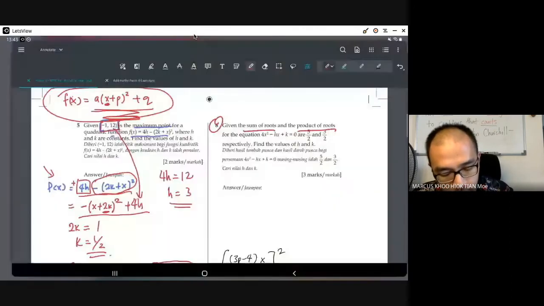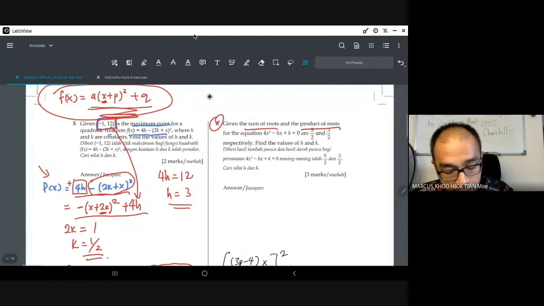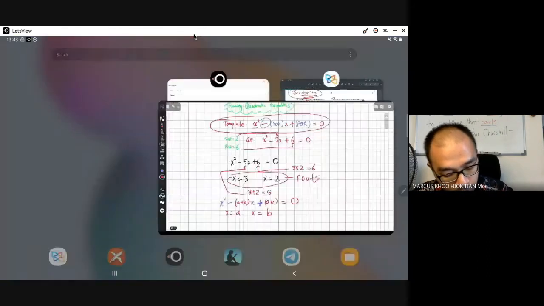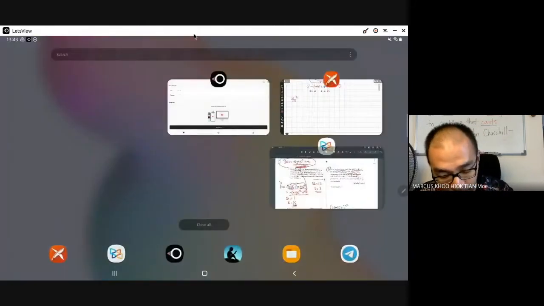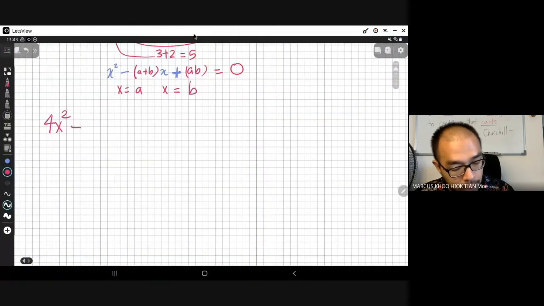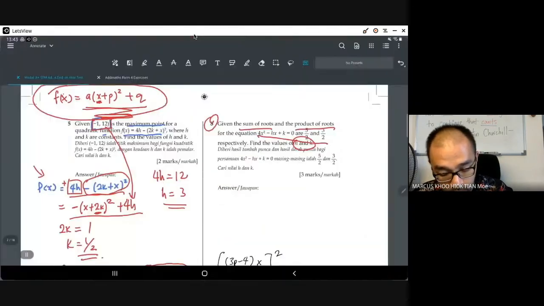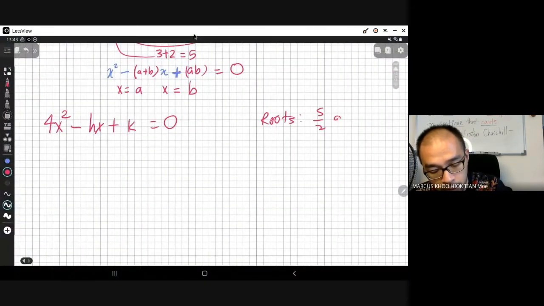Now let's go into the question. Dia cakap, the sum of the roots and product of the roots for the equation is 5 over 2 and 3 over 2. Find the values of h and k. Let me come back to this. 4x squared, saya lupa sudah soalannya. 4x squared minus hx plus k equals 0, and the roots are 5 over 2 and 3 over 2.